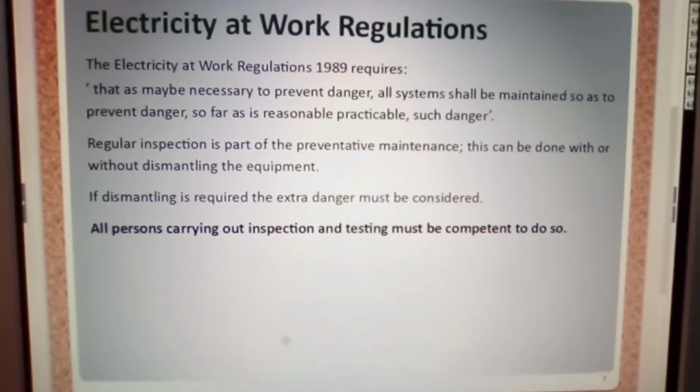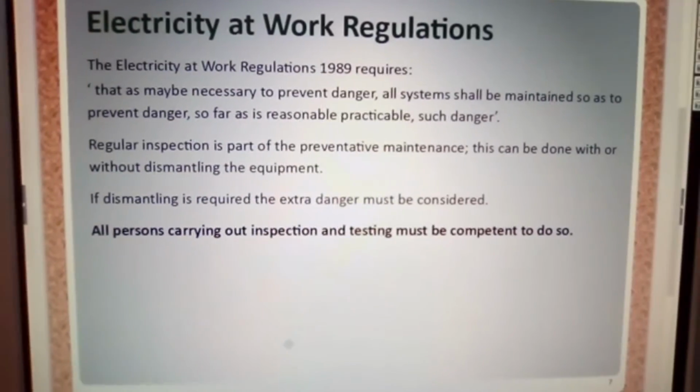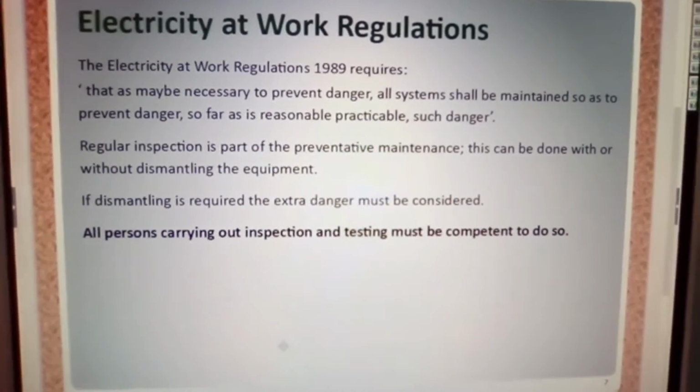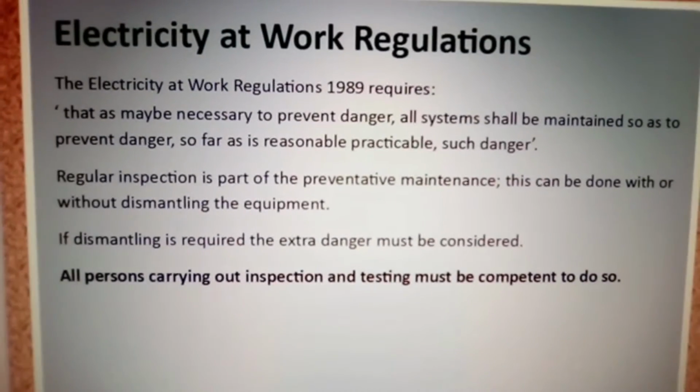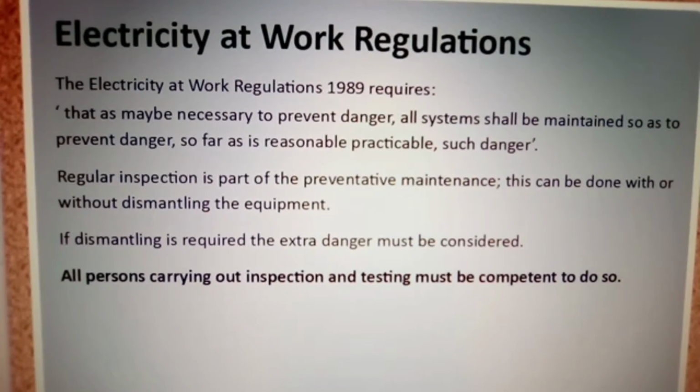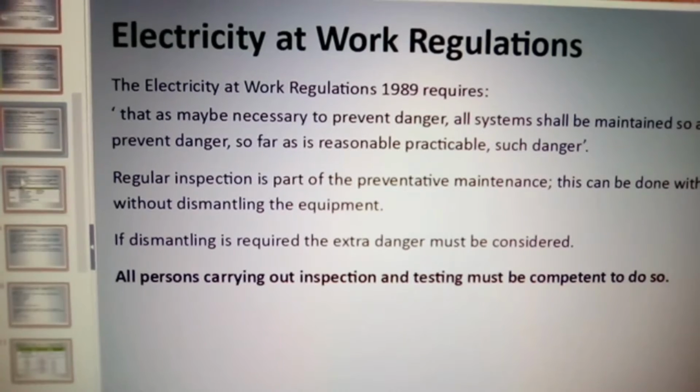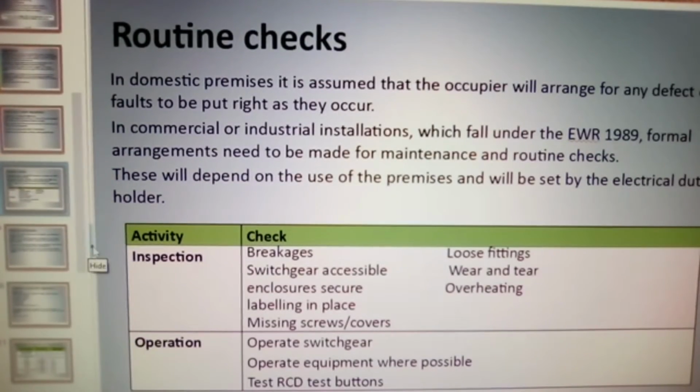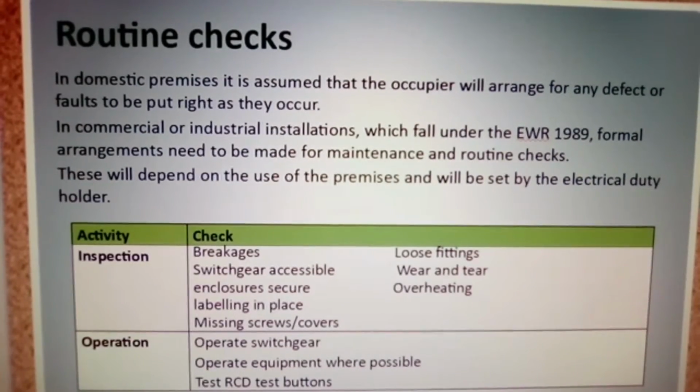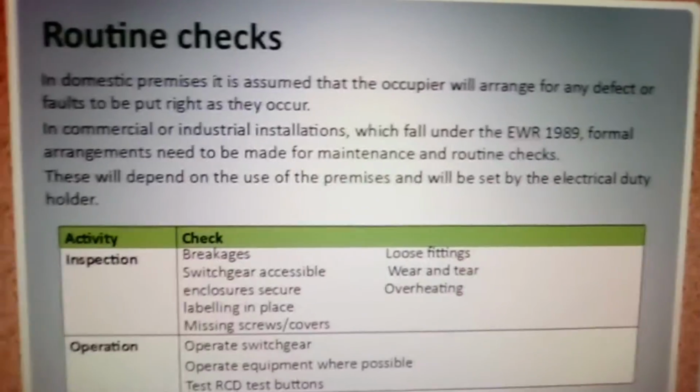Now we're looking here again at the Electricity at Work Regulations. Again, these are things you should be familiar with, so I don't need to spend that long on it. Routine checks.